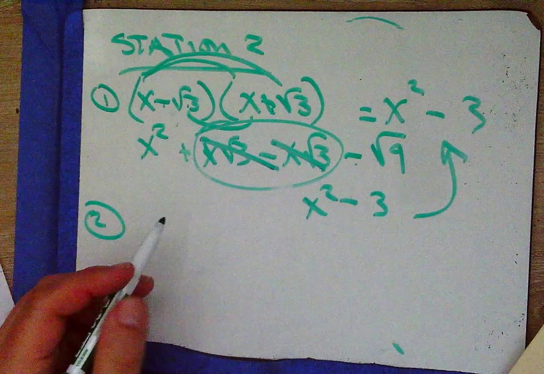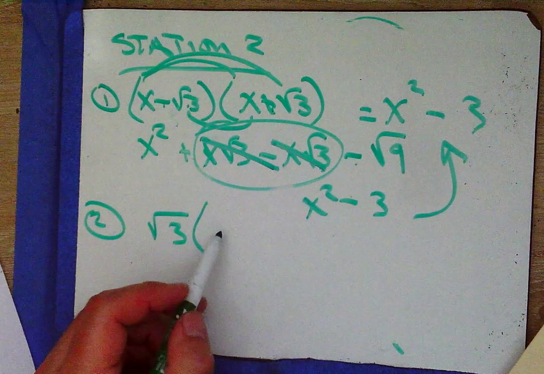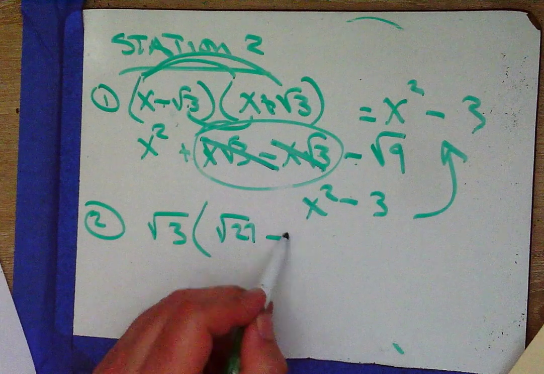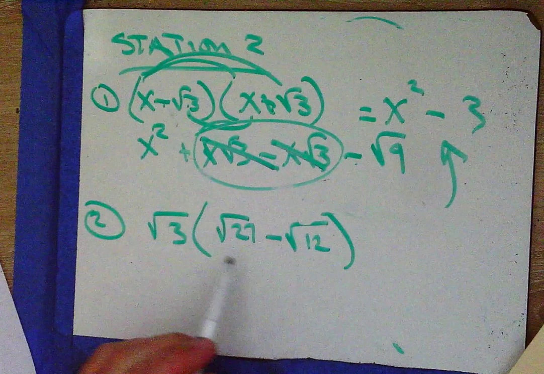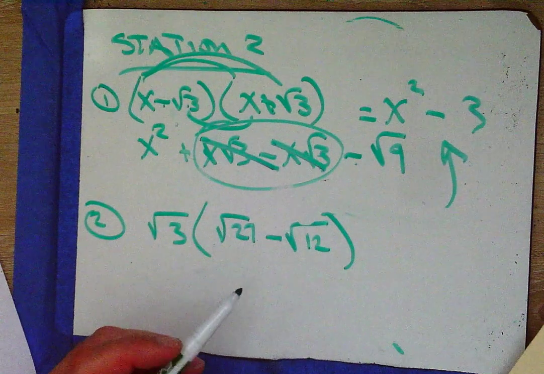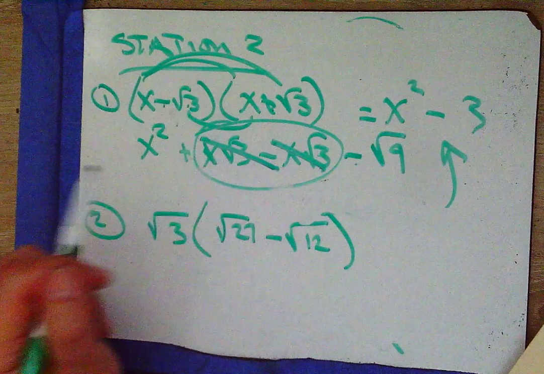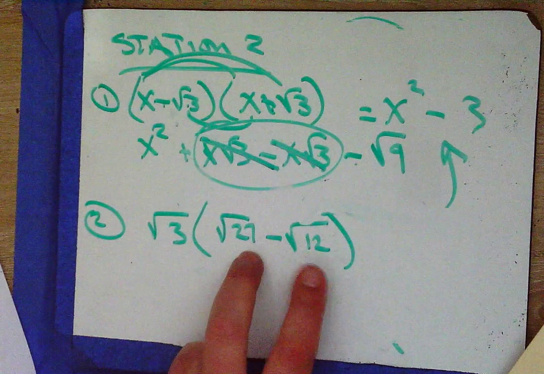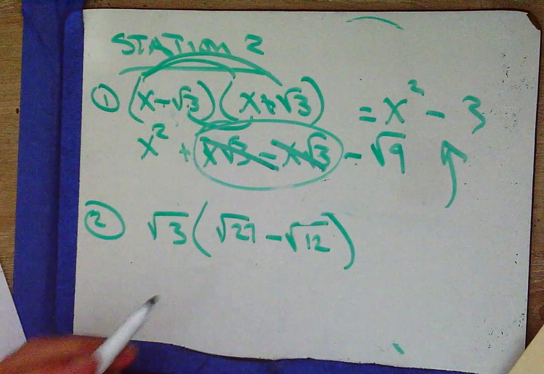Okay, problem number 2. This time we're asked to distribute root 3 to root 27 minus root 12. Now, a word about this. There's 2 ways I think about doing this. One is to do the distributing and then simplify. The other is to simplify these radicals and see if we can do the subtraction first. Maybe we should look at both methods.